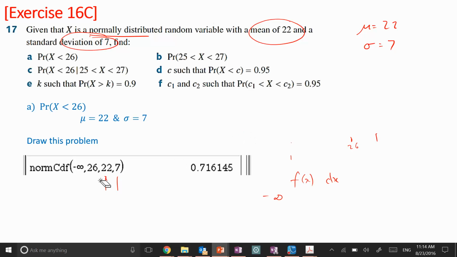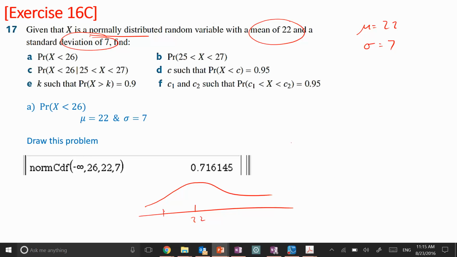25 to 27, same thing. If you think about the graph, same thing. It's just asking, if this is 22, 15, 29, find the area 25 to 27. So 25 is somewhere here, 27 somewhere there. That's all you're looking for. So same thing. That means your integration is from 25 to 27 of f of x dx.